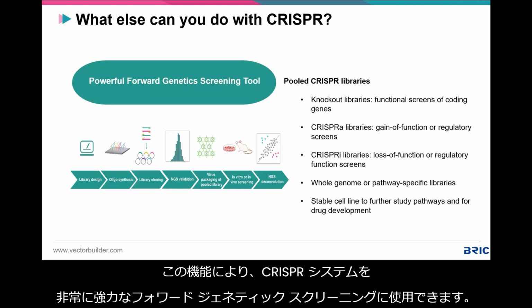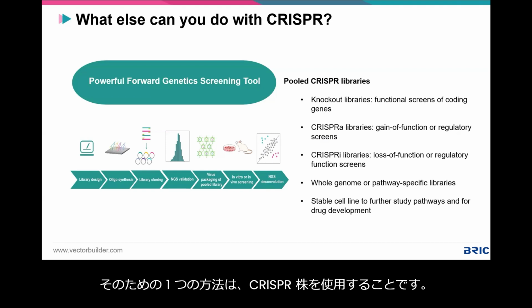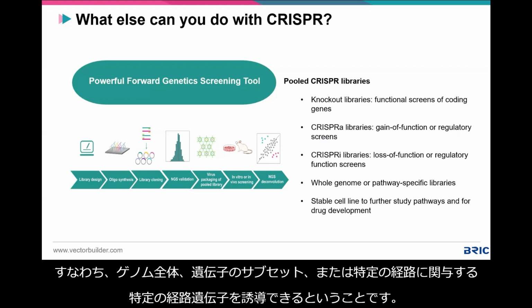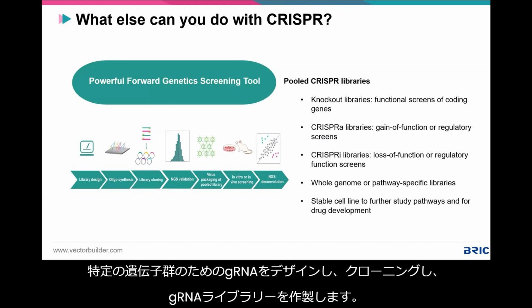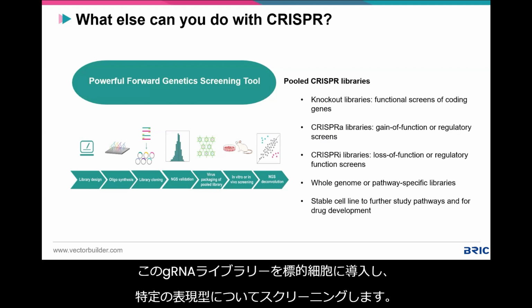So you can use it for really powerful forward genetics screening. And one way to do that is by using CRISPR screens. What happens here is that a whole genome, or a subset of genes, or genes involved in a specific pathway can be targeted by designing guide RNAs for those specific genes. They will be cloned, and this guide RNA library is then introduced into the target cells. And once they're introduced into the target cells, they are screened for a specific phenotype.